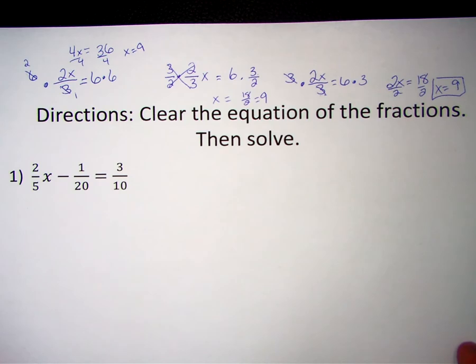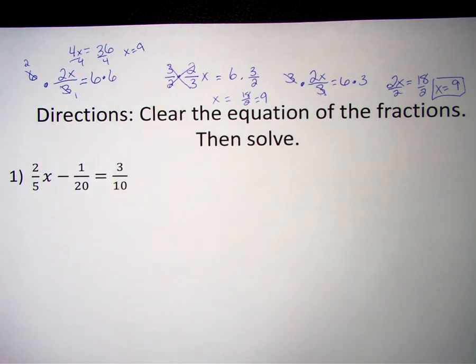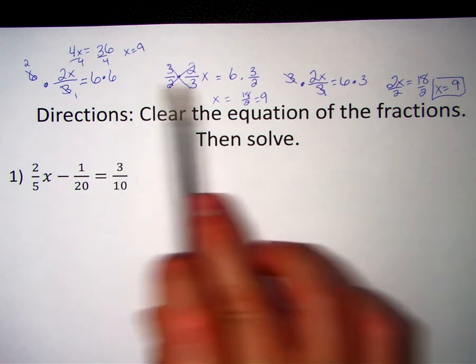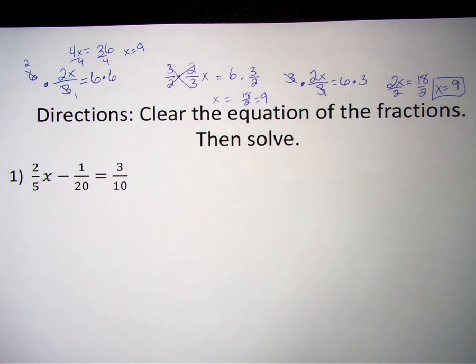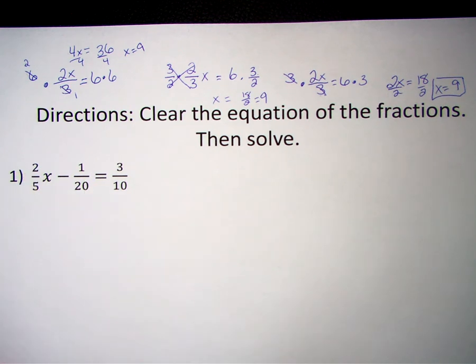Now, this also plays on one of the properties that we learned earlier in this unit, a property that allows us to multiply both sides of the equation by the same value, the multiplication property of equality. So let's take all of these pieces and figure out how they apply to the given problem. 2/5 x minus 1/20 equals 3/10.